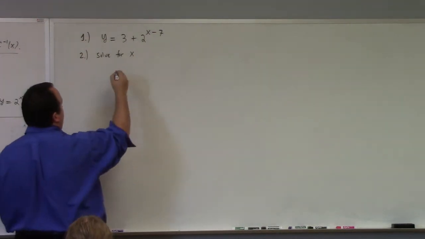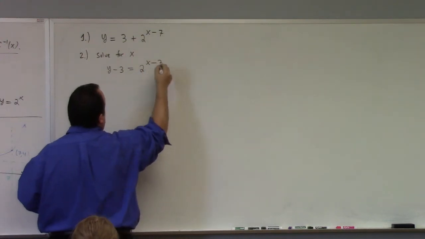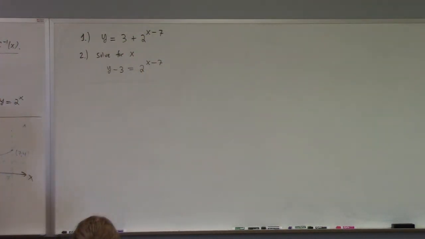Move everything to the other side. I like that. So y minus 3 equals 2 to the x minus 7. Now, how do we get rid of the 2 to the something function? What do you do?